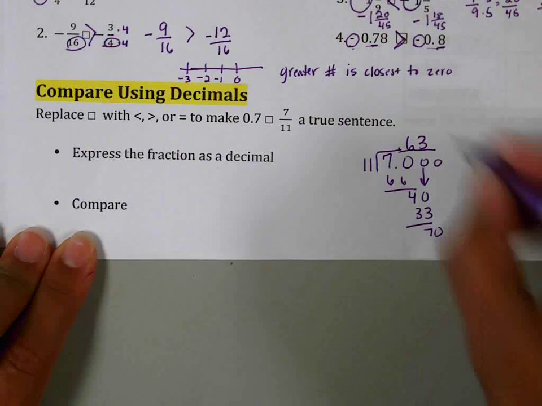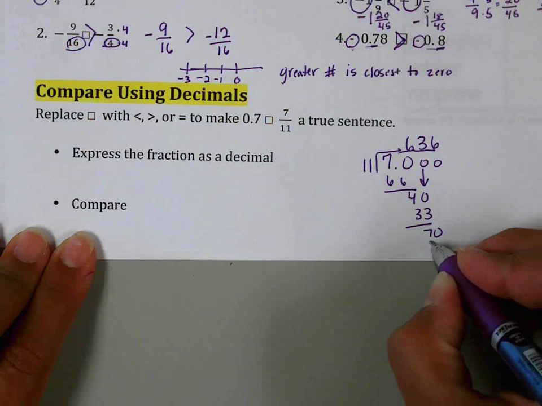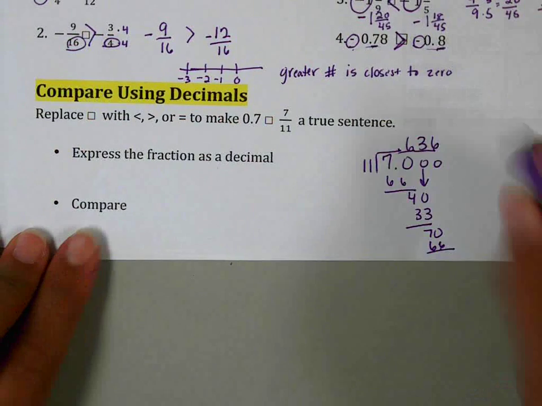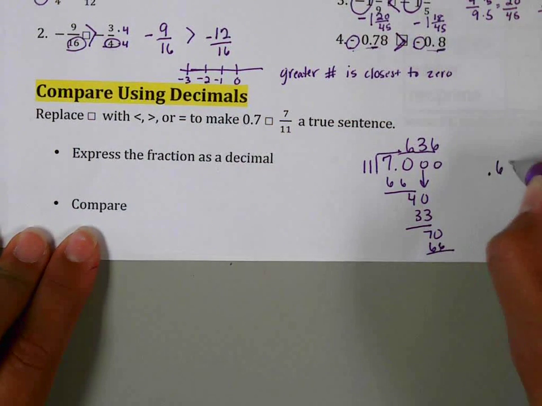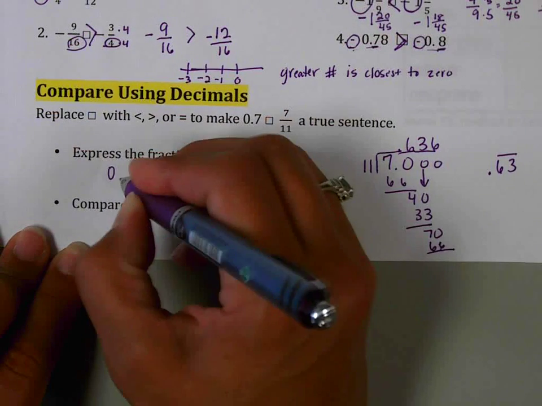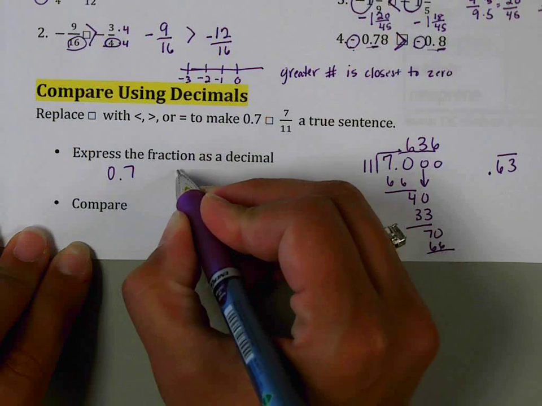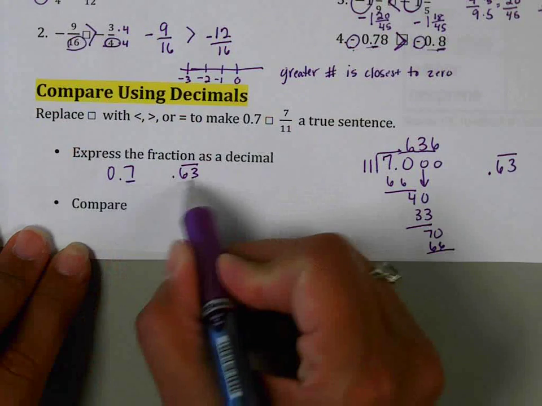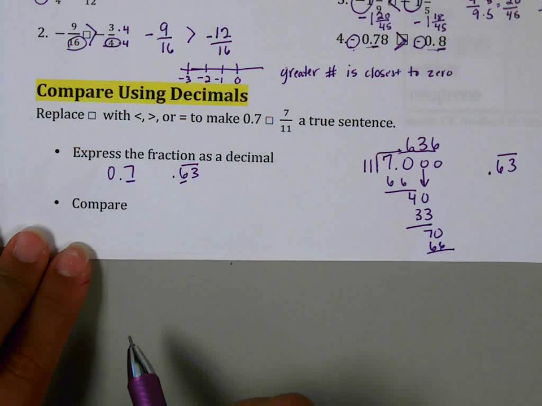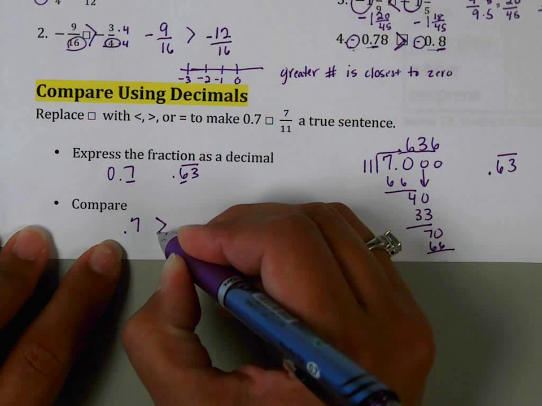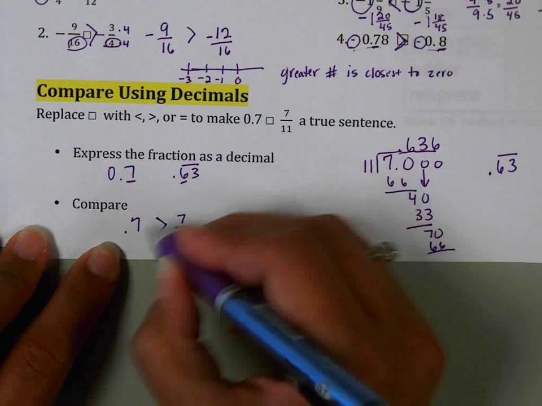And so it looks like what's going to happen is we're going to have a repeating decimal that goes on and on. So we would have 63 hundredths repeating. So when I compare this, these are both positive decimals. So I'm going to look at my tenths place first, and 7/10 is our greater number. So 7/10 is going to be greater than 7/11.